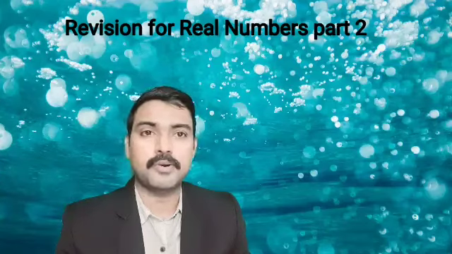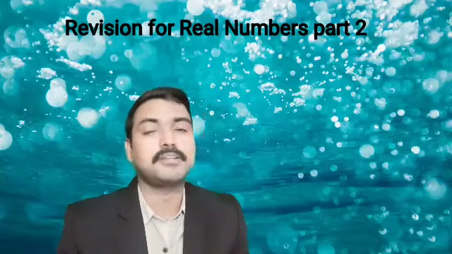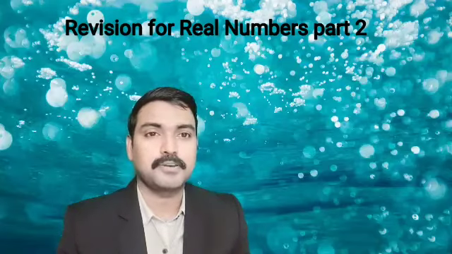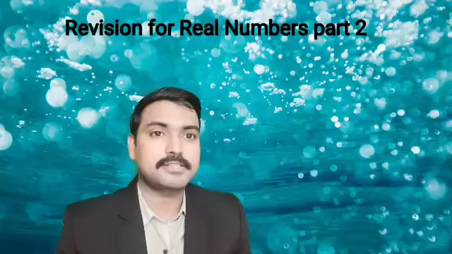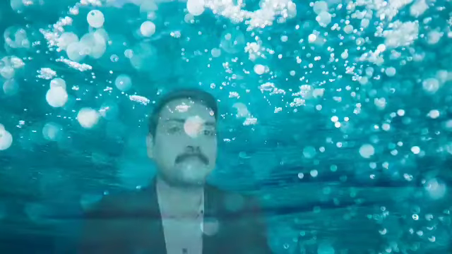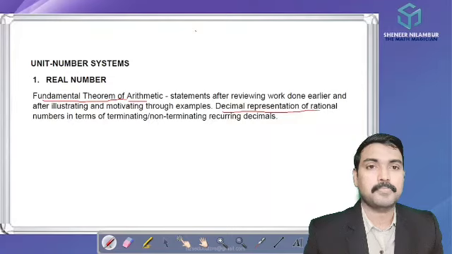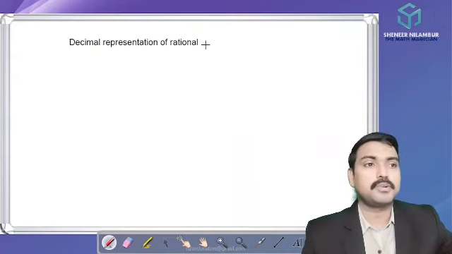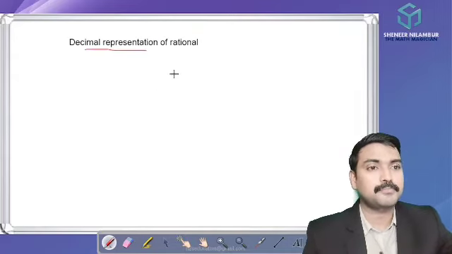My dear students, as we know, we were discussing the chapter Real Numbers. From this chapter, the first point given in the syllabus is the fundamental theorem of arithmetic, which we have already discussed. So we can go to the second point, decimal representation of rational numbers. There are two types of decimal representation of rational numbers. We have to learn this point.